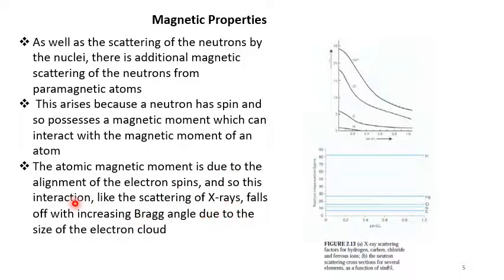This is about the type of interaction in which the neutron magnetic moment interacts with the magnetic moment of the paramagnetic atom. This interaction of two magnetic moments will decrease with increasing Bragg angle. When the Bragg angle is increased, the interaction of the neutron magnetic moment with the paramagnetic atom's magnetic moment will decrease due to the size of the electron cloud.